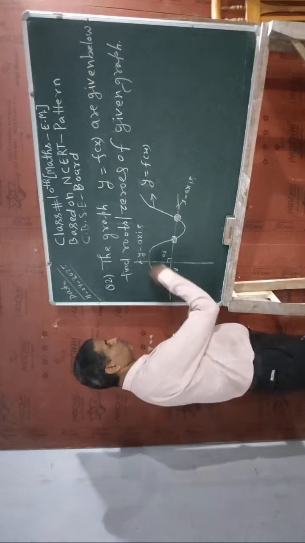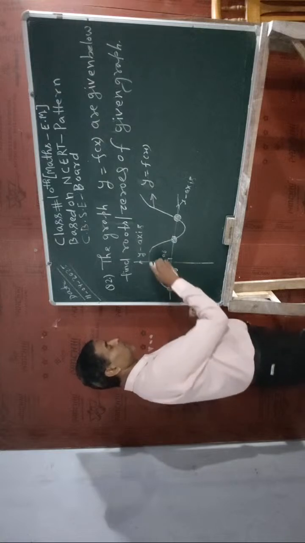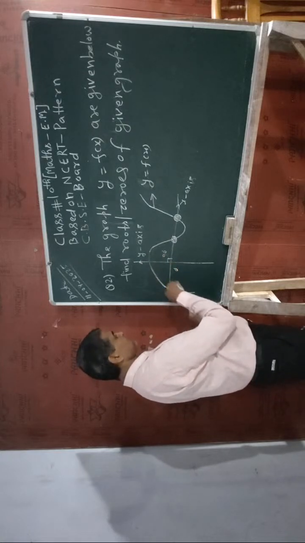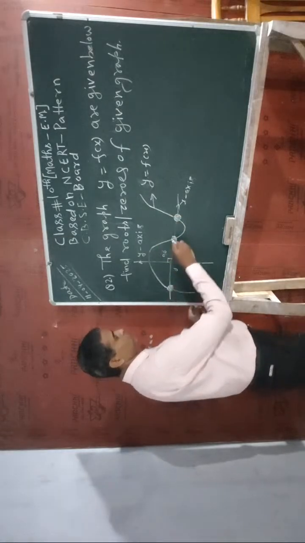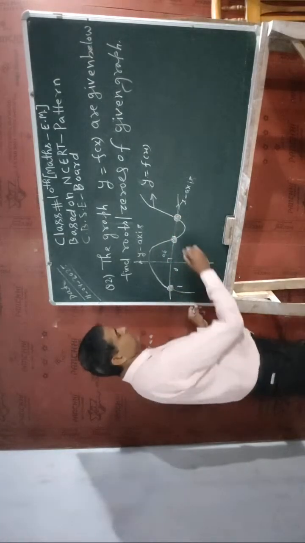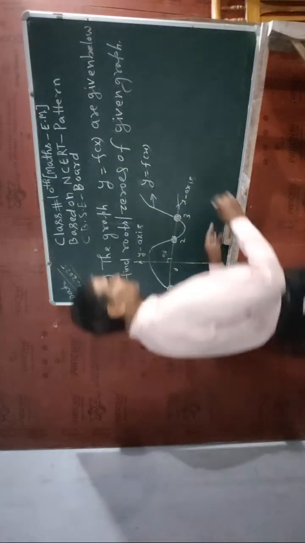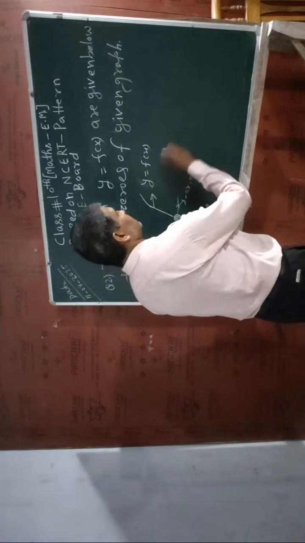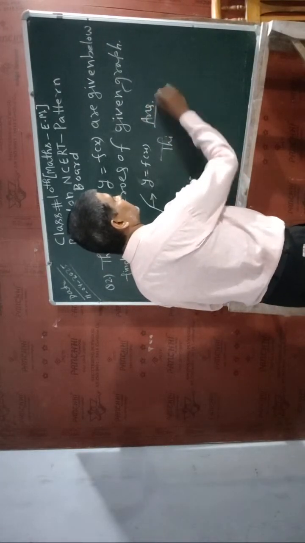It is going and cutting the y-axis. There is no need for considering the y-axis, but it is cutting the x-axis at 3 different points, 1, 2, and 3. This point I will say 1, this is 2, and this is 3. It means that this curve has 3 zeros. This I will say the answer like this.